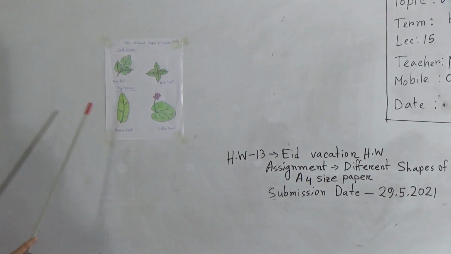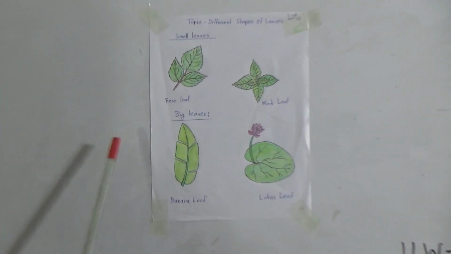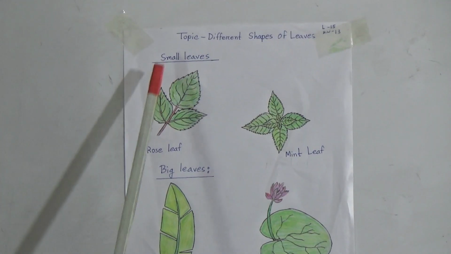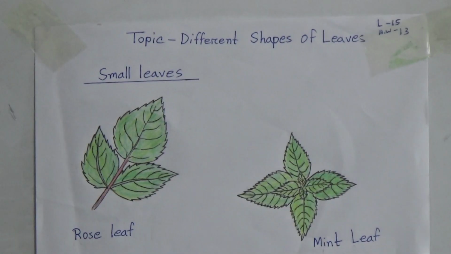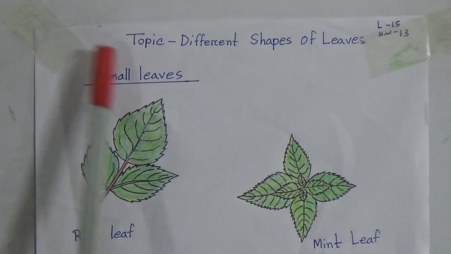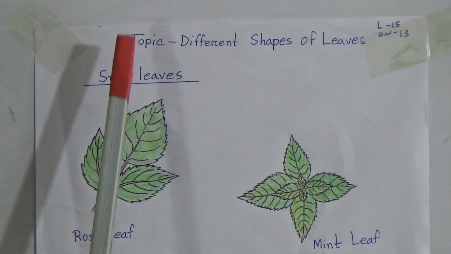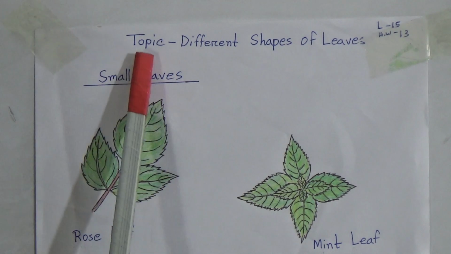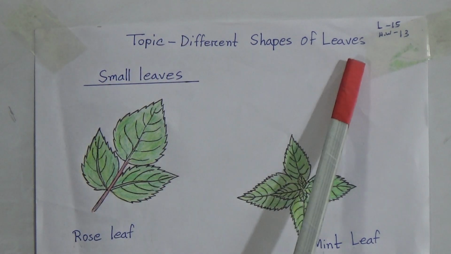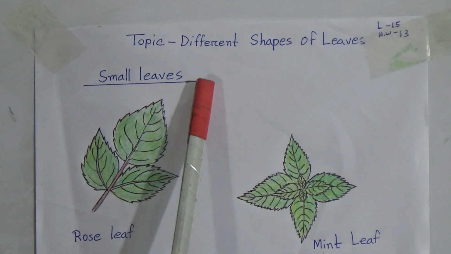Look here students, I have drawn leaves here. Different shapes of leaves. This is our assignment topic. It will be our assignment topic. When you do this assignment, you have to use A4 size paper, and at the top of this page you have to write down the assignment topic. The assignment topic name is different shapes of leaves, and after that you will write here small leaves.